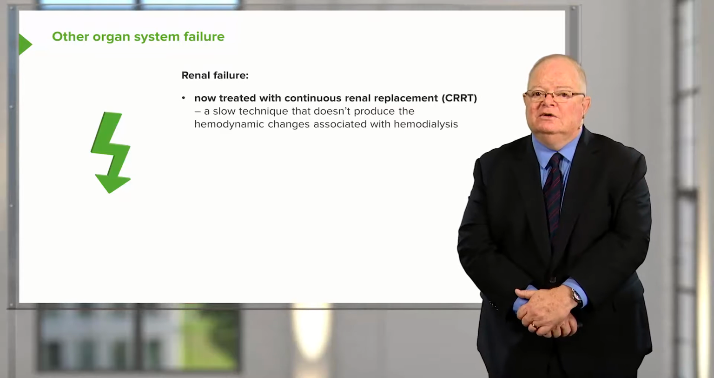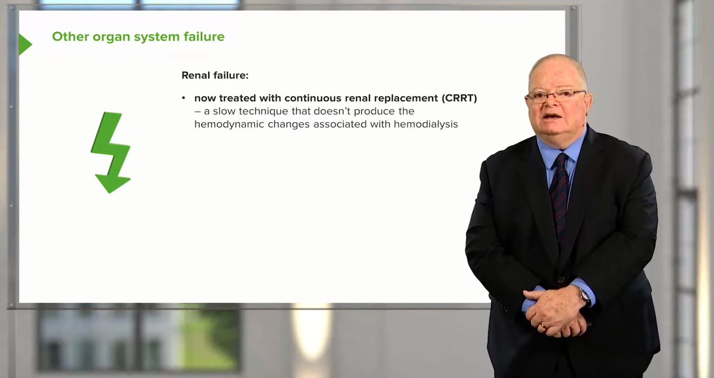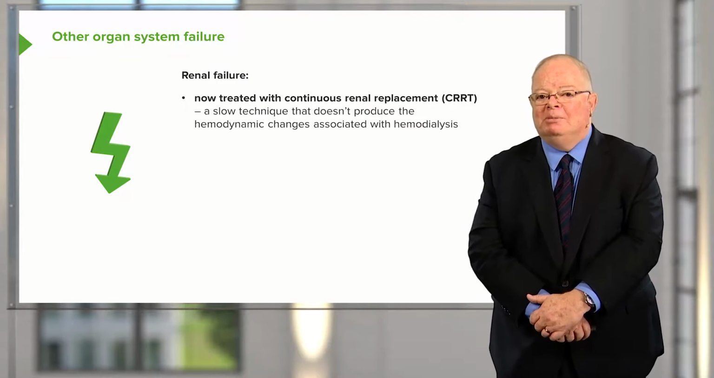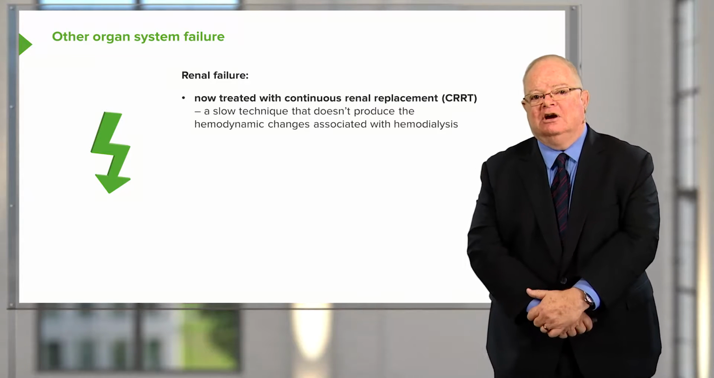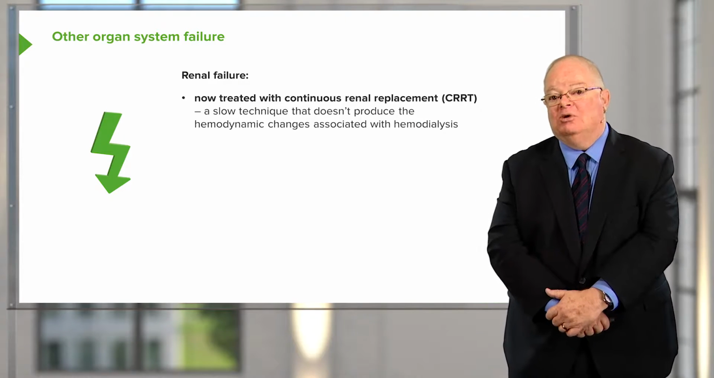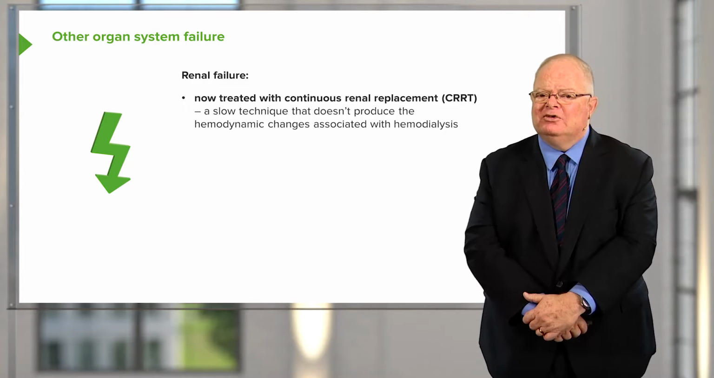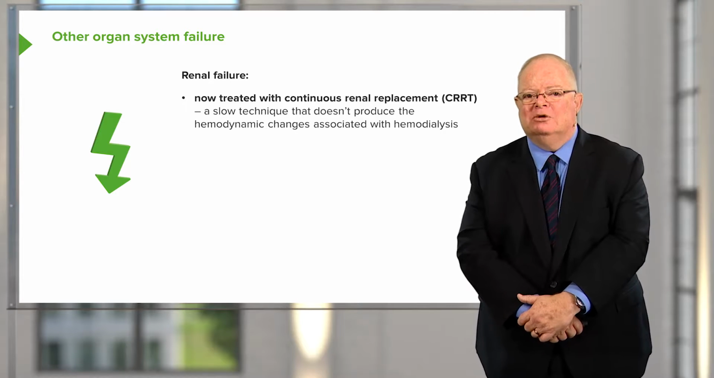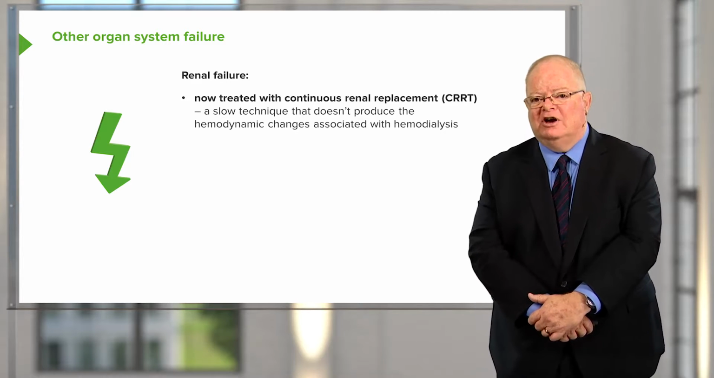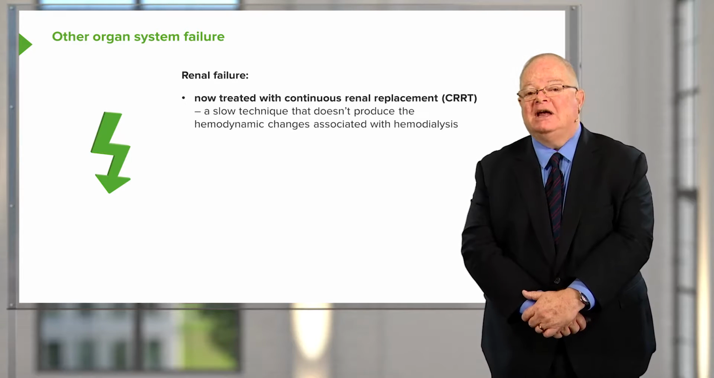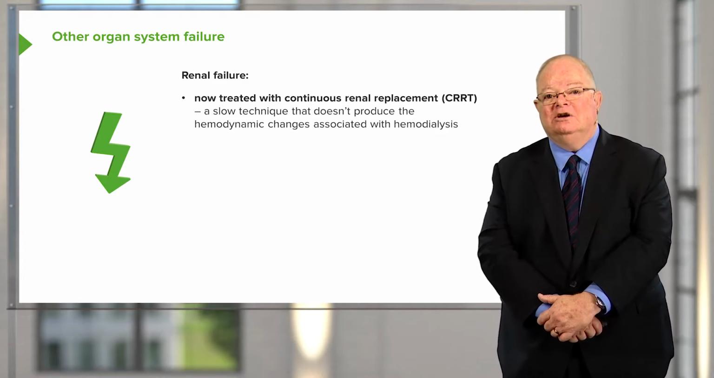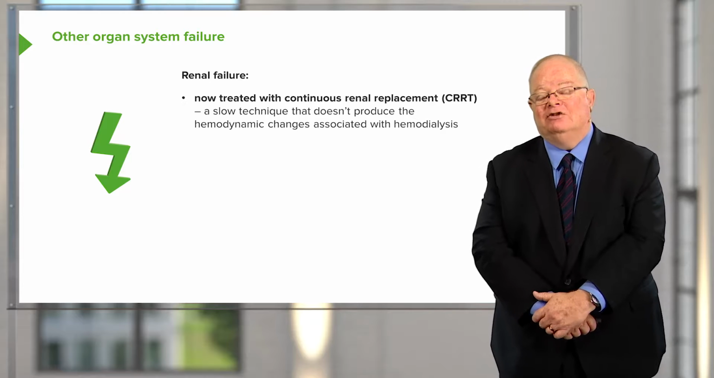The reason this is used is its slow, gradual technique rather than the more rapid, dynamically dramatic changes that occur with hemodialysis. So when you put a person on hemodialysis, you tend to push their blood pressure down, their volumes change very rapidly, and normally people can tolerate that, but they can't when they're critically ill. So continuous renal replacement therapy has replaced that.